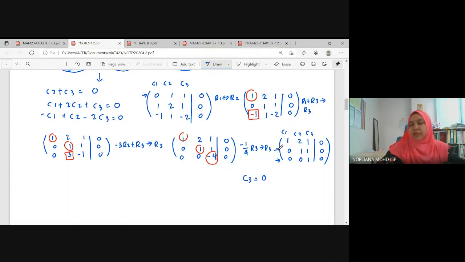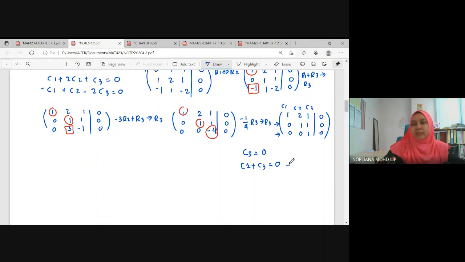Okay, then kita tengok second row pula. Second row, kita dapat kat sini 1C2, C2 plus C3, 1C3, is equal to 0. Okay, therefore, kat sini C3 is equal to 0 kan. So C2 is equal to 0.